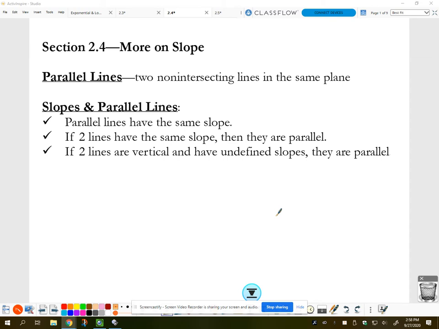If two lines are vertical and have undefined slopes, then they're also parallel. And if two lines are horizontal and have zero slope, they're parallel. So any two lines with the same slope are parallel, and that means that they're never going to intersect.